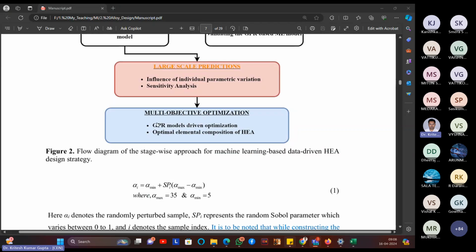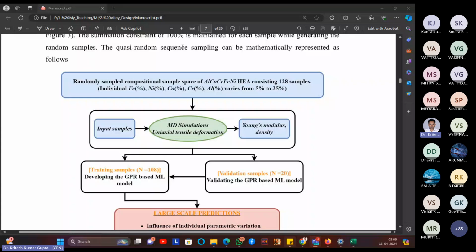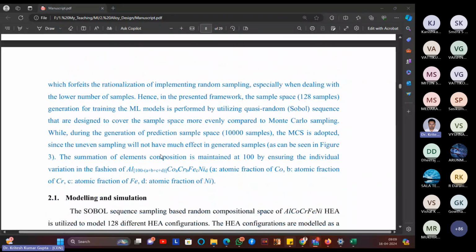Then multi-objective optimization was done, where these GPR models were utilized as objective functions in an optimization problem. The optimization problem was unique here because we have contradictory objectives. Contradictory objectives means that we have stiffness and density. So we want to maximize stiffness and minimize density. So this was the whole work which was conducted in this paper.